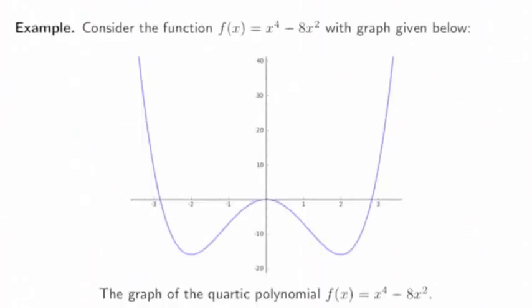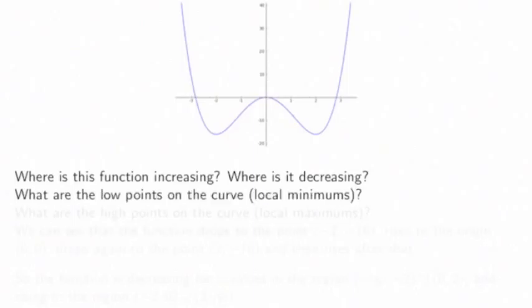For example, consider this fourth degree polynomial, f of x equals x to the fourth minus 8x squared, with the graph drawn below. Where is this function increasing? Where is it decreasing? What are the low points on the curve, the local minimums? What are the high points on the curve, the local maximums?